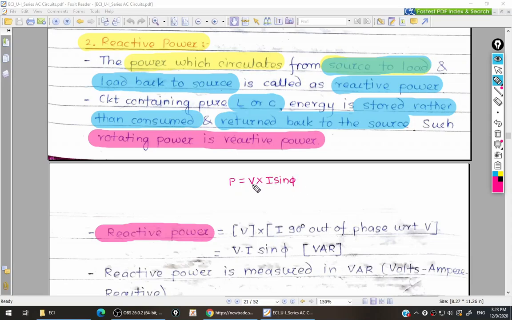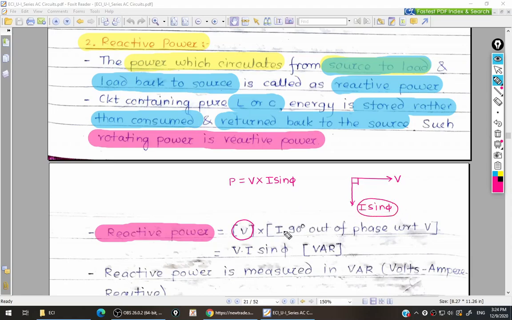Okay. So if you look at the phasor diagram, what you will find out? The voltage is on the x axis, but I sin phi is on the y axis. Okay. I sin phi is on the y axis, and what is the phase difference between them? 90 degrees. Okay. So what can we call this? This reactive power is nothing but voltage multiplied by this current.